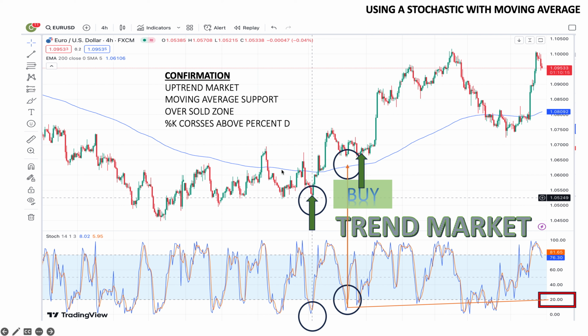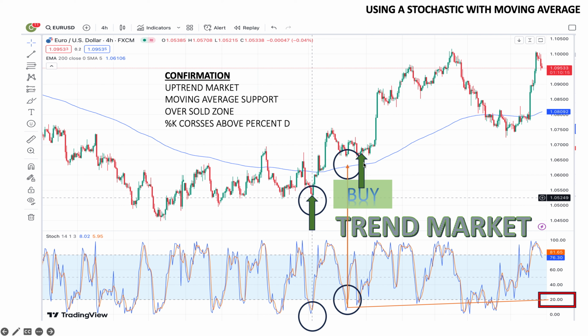You need to get a confirmation. So you have to find the trend. So we are in an uptrend. And then you use the moving average to locate the support, so we can see the price is hitting on top, just lying on the moving average to mark our support, so we know the support is holding.